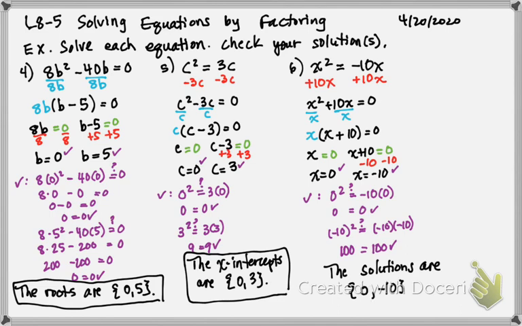Now, just to let you know, when it comes time to writing down answers, you're not going to write out the words so much unless it's a word problem. You would just write the solution set of 0 and negative 10 in the answer column. So it's just braces, 0, comma, negative 10, braces.